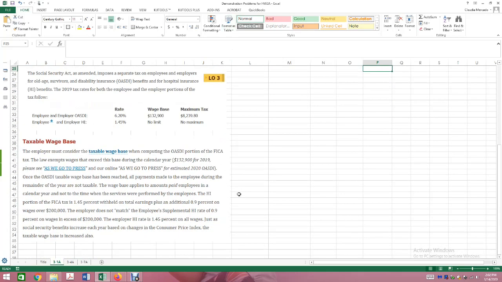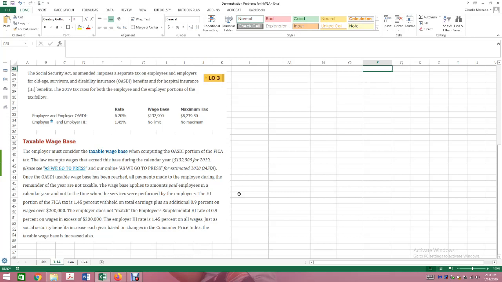Now, some other information that is provided. It says the employer must consider the taxable wage base when computing the OASDI portion of the FICA tax. The law exempts wages that exceed this base during the calendar year, which is $132,900. Once the OASDI taxable wage base has been reached, all payments made to the employee during the remainder of the year are not taxable. The wage base applies to the amounts paid employees in a calendar year and not to the time when the services were performed by the employees.